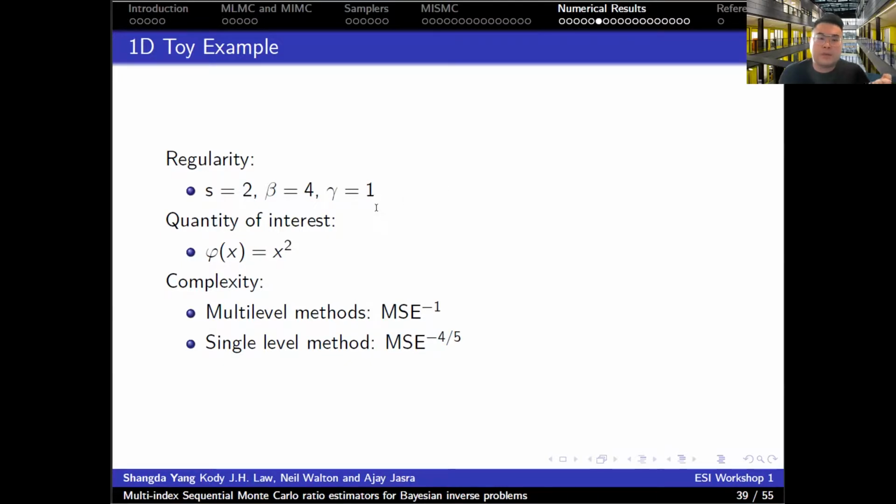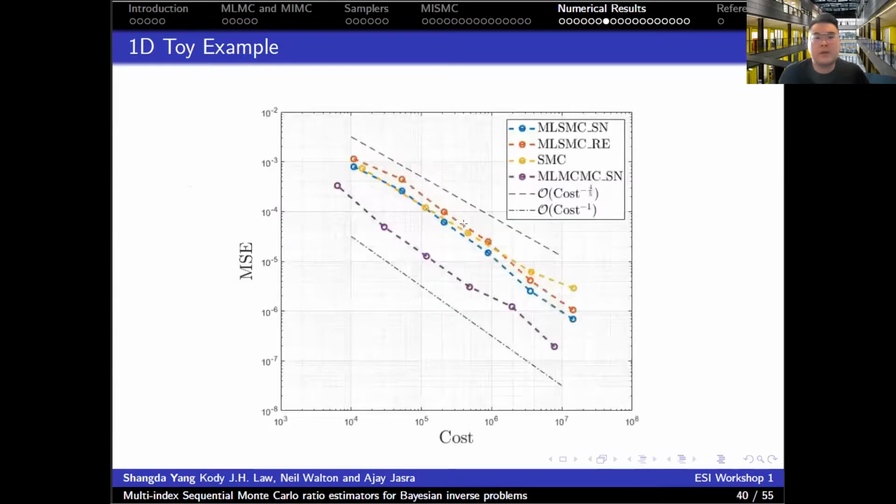For this particular problem, the multi-level method has an MSE to the power of -1, and the same for the multi-index, because multi-index and multi-level are the same in the 1D example. But for the single level method, we only have MSE to the power of -4/5. Here is a plot. The yellow line is for the single level Monte Carlo. We fit this line, which has a rate close to -0.8. And these other two are MLSMC with self-normalized increments and the ratio estimator.